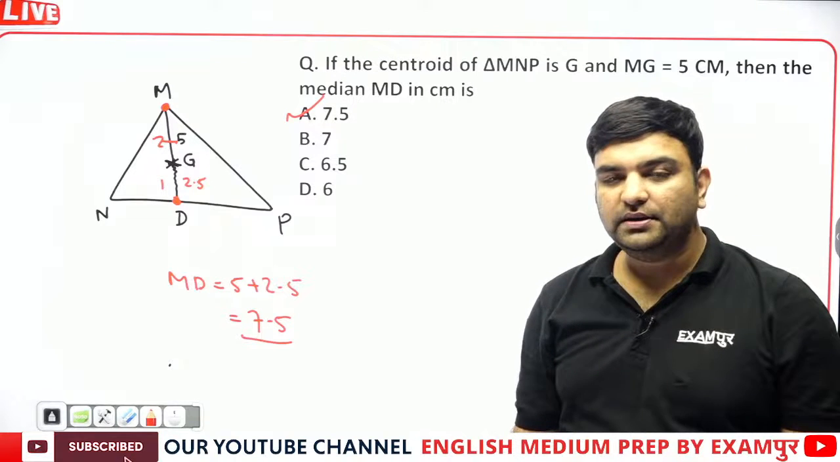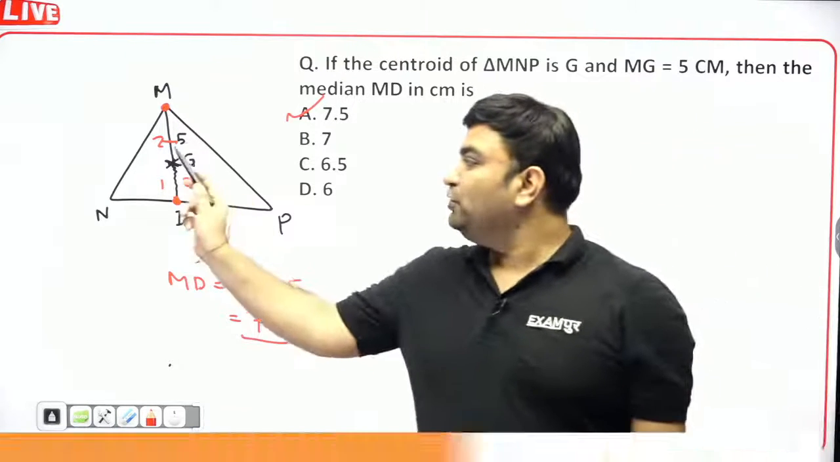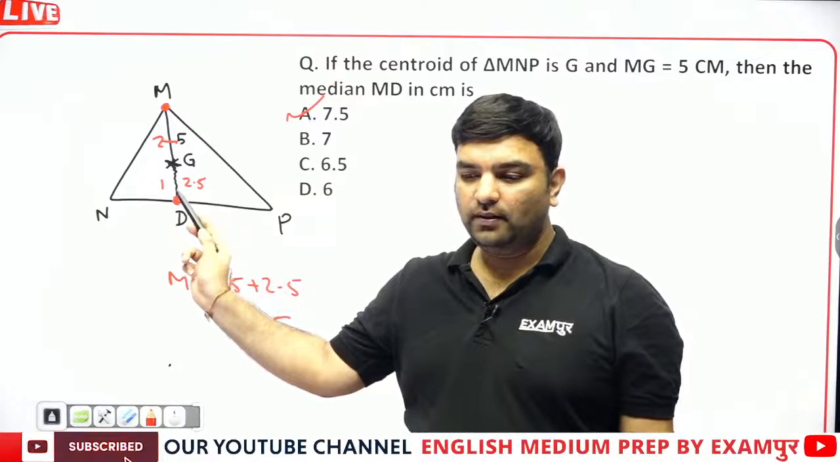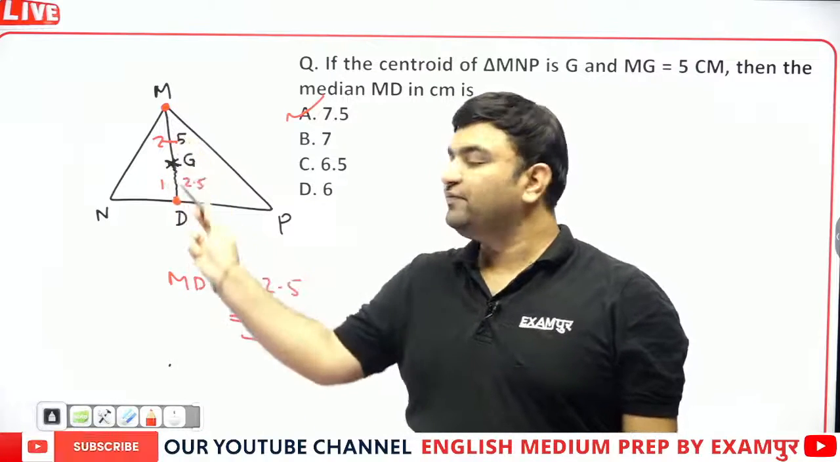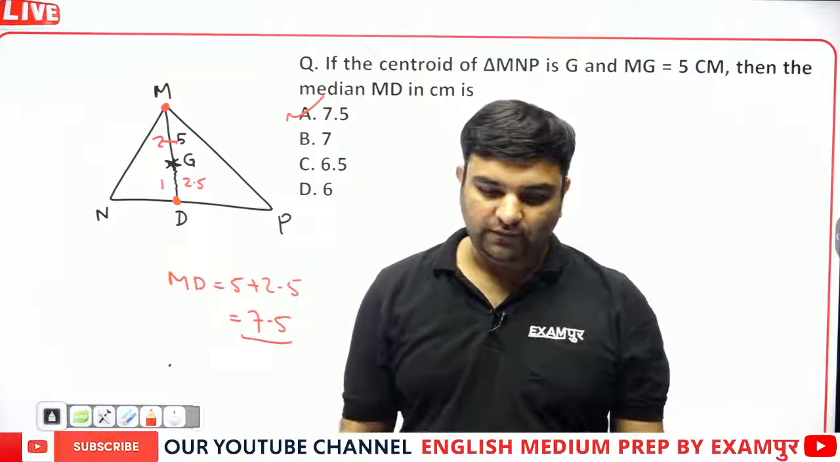Centroid divides the median in the ratio 2:1. If 2 is 5, 1 is 2.5. So the total length of the median is 5 plus 2.5, 7.5.